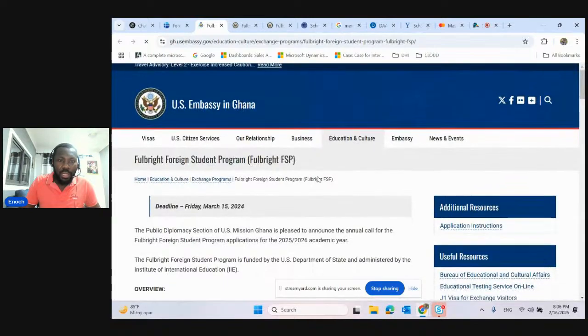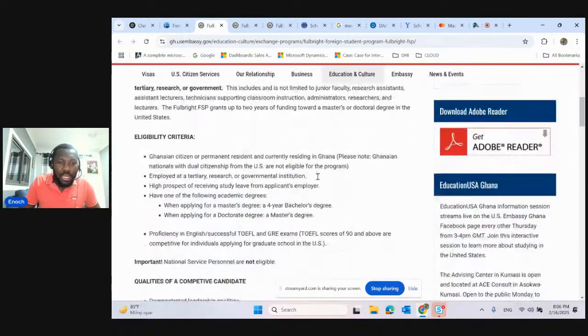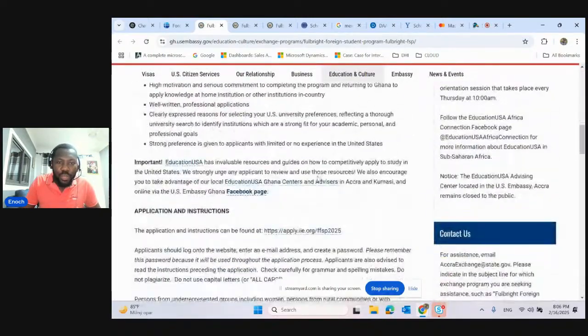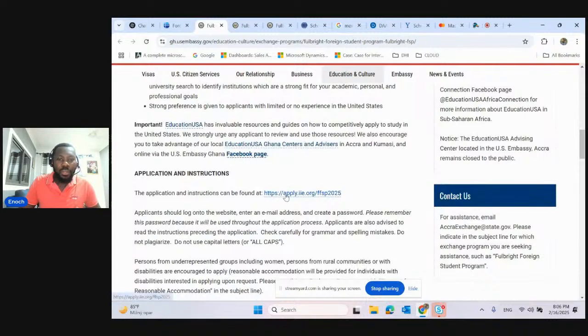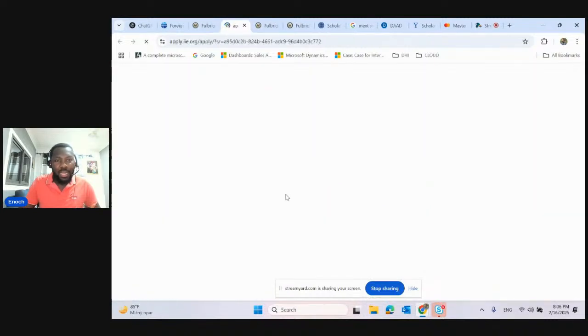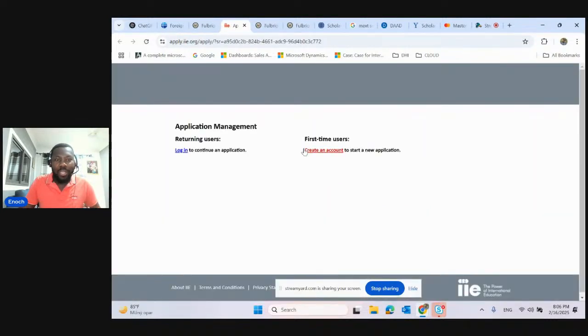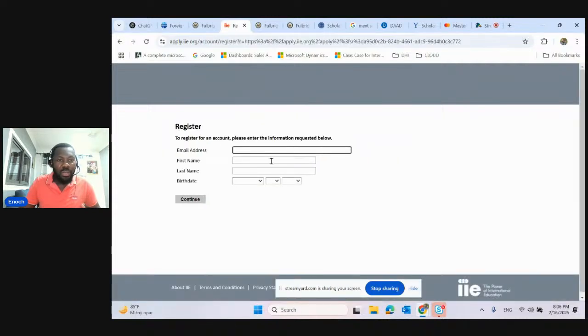They gave a certain application link. I'm not sure if I missed out. Yeah, so here is the application link. But if you're a first time user, you create an account, you put your email address, first name, this and that, and then you continue, and they'll provide you with a verification email. You verify and you continue with the application process.